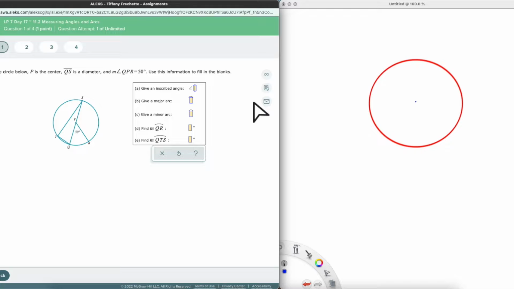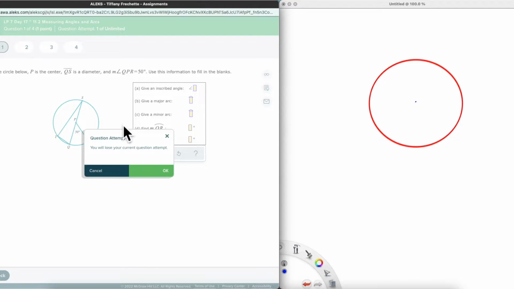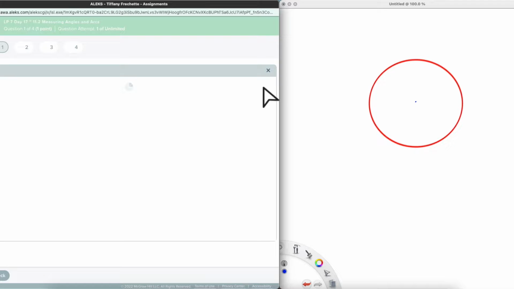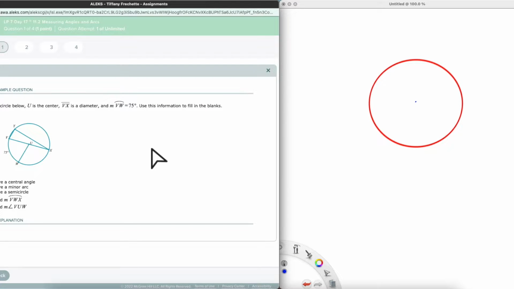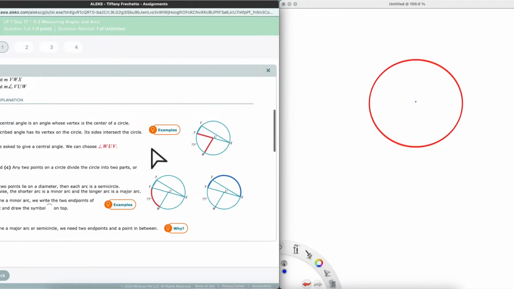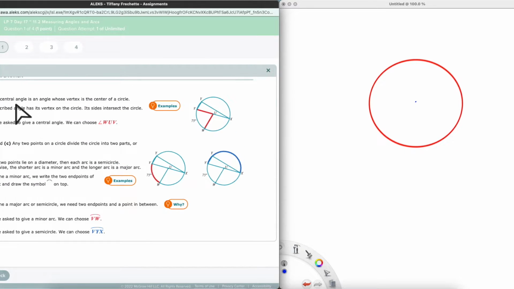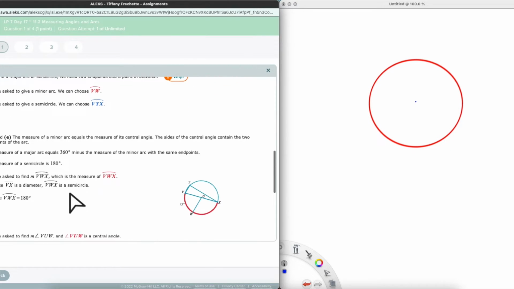All right, so over here we have Explanation, Example, and Message Center. Explanation tells you you're going to lose your question attempt because you're going to get the answer or solution to this question. It's not going to let you come type it in. But Example will show you something very similar to what we're looking at. So this one's going to go through and define some of the pieces that we need to understand because it's asking us about central angles and semicircles. So we need to know some of these terms in order to answer these questions. So it's going to go through and teach these to us.